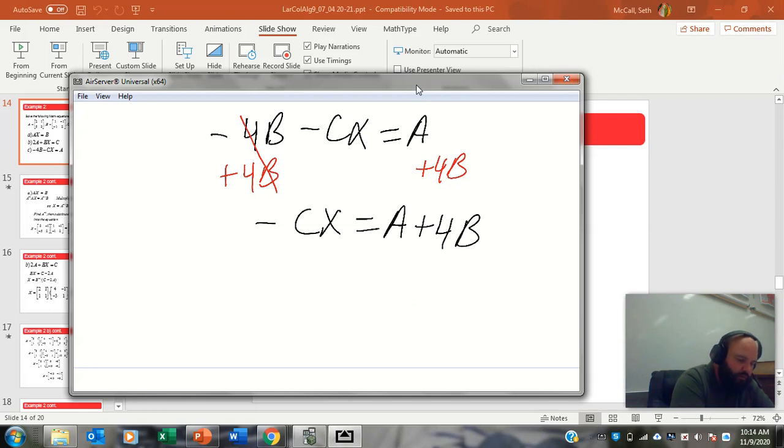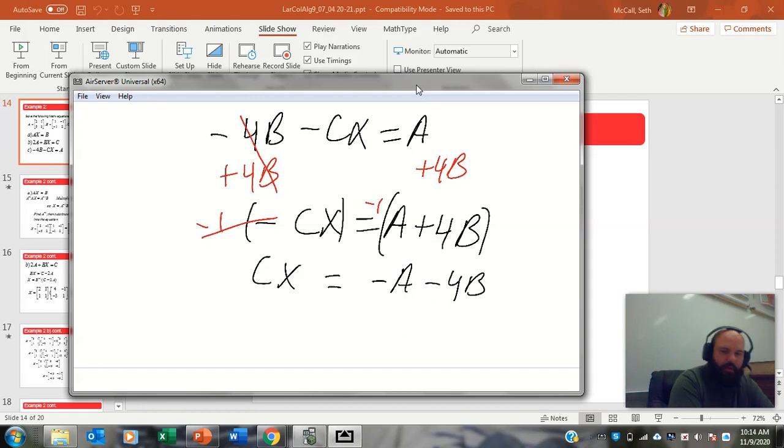And now to solve for x, we need to multiply. Actually, we need to get rid of this negative first. Okay, so I'm going to multiply both sides by -1. And when I do that, I'm going to multiply this side and this side by -1, and that'll cancel out the negatives. So you're left with cx equals, now the -1 is actually allowed to distribute, so what I would have is -a minus 4b. So that's a scalar, and a scalar is allowed to distribute.